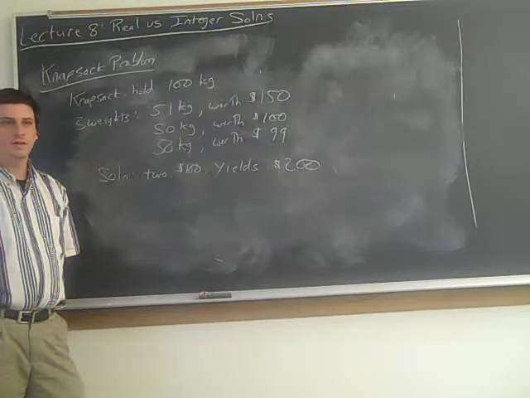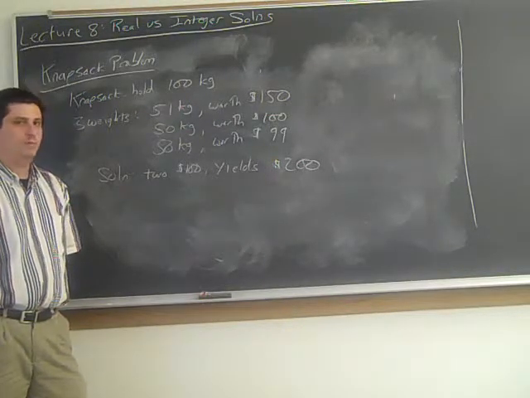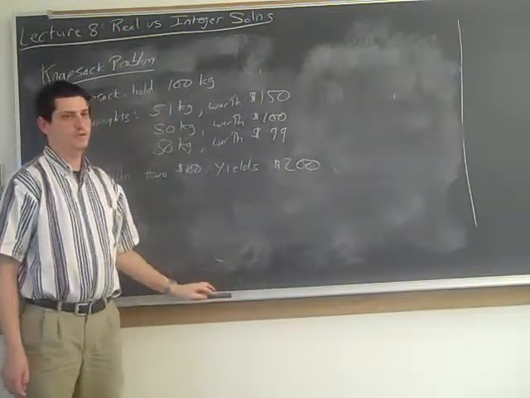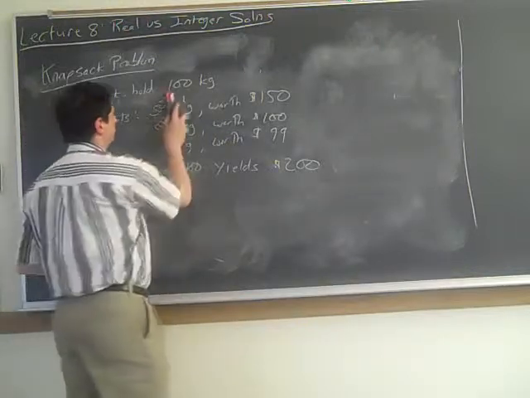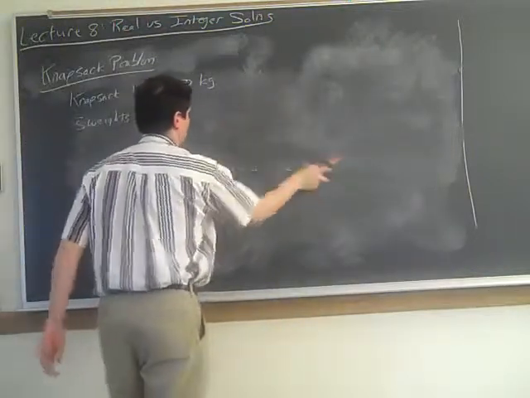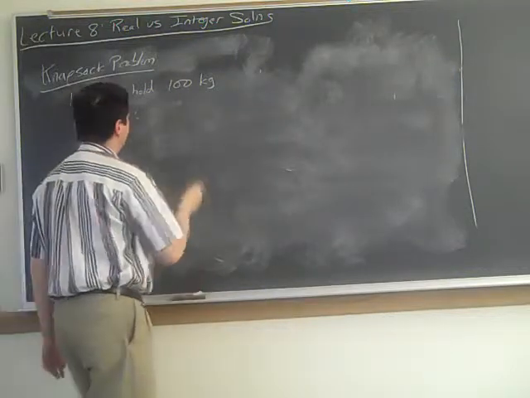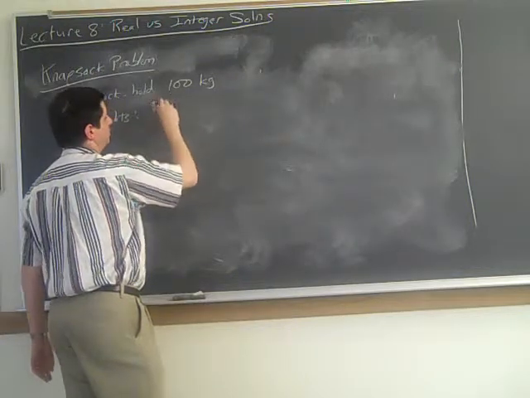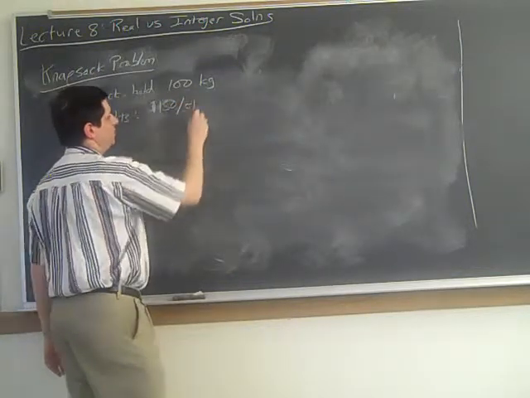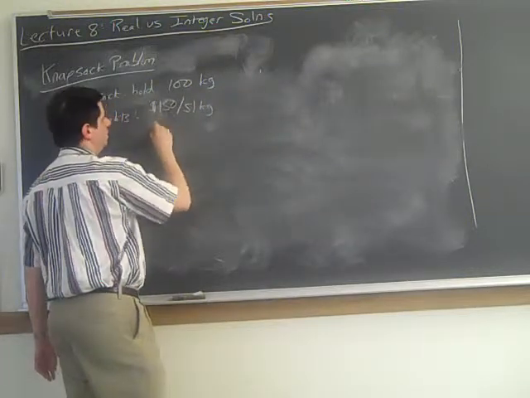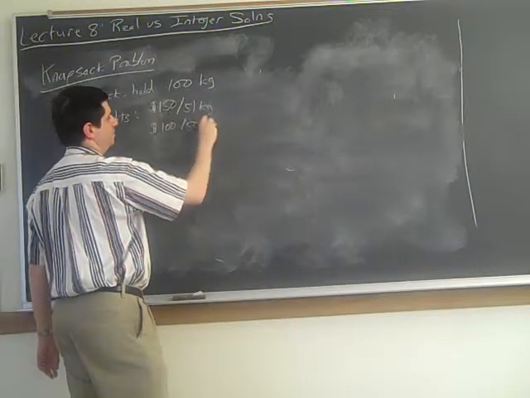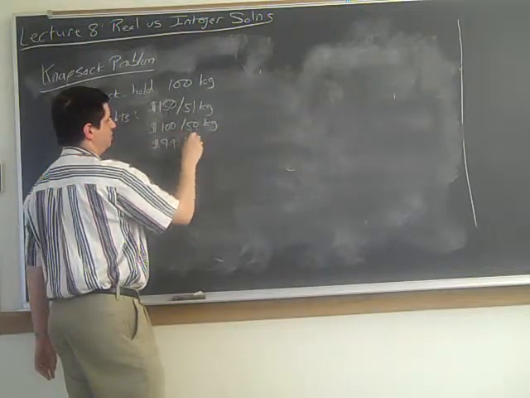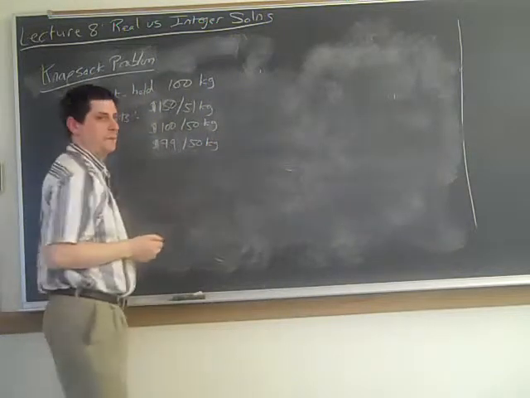Okay. Now let's tweak the problem a little bit. Rather than saying we have a 51 kilogram weight worth 150 pounds, let's imagine that now the first one is $100, I'm sorry, it's $150 for every 51 kilograms. The second was $100 for every 50 kilograms. And the third was $99 for every 50 kilograms.